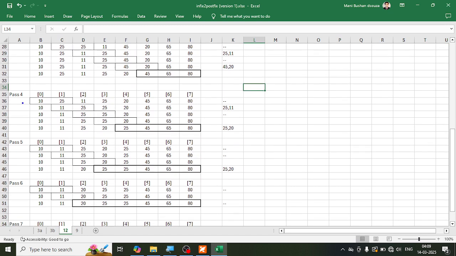So in the next pass, again, we start from the first element. 10 is compared with the 25. There is not going to be any change. 11 is compared with the 25. There is not going to be any change.